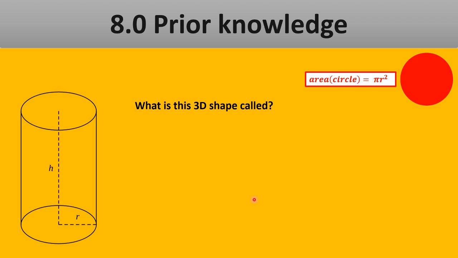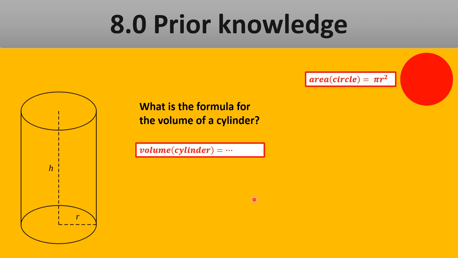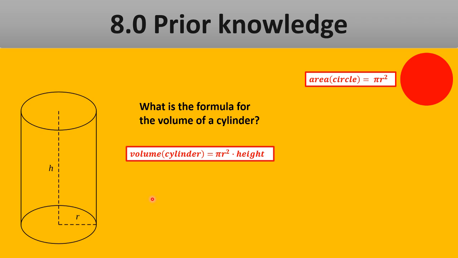If you know the area of a circle, then maybe we can use it to calculate the volume of this 3D shape here. Do you still know the name of this 3D shape? It's called a cylinder. And to calculate the volume of a cylinder, you take the area of the base, that's a circle, so that's pi r squared, and just do it times the height. So pi r squared times height. That's why it's nice to know the area of a circle for this kind of calculations.